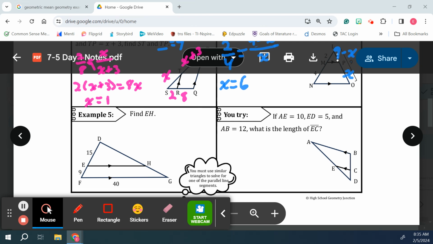All right, anybody still working on these two? Anybody? All right, 2 people. Any volunteers? Yes, you have to do it on the board. Evan, go for it. You can do example 5. Who's got the U try?